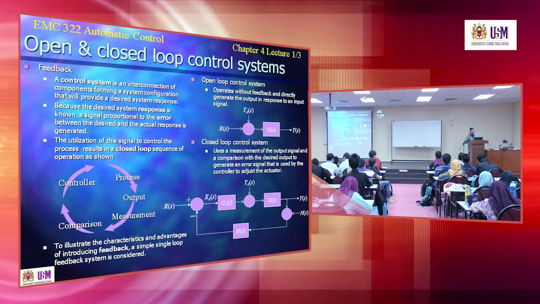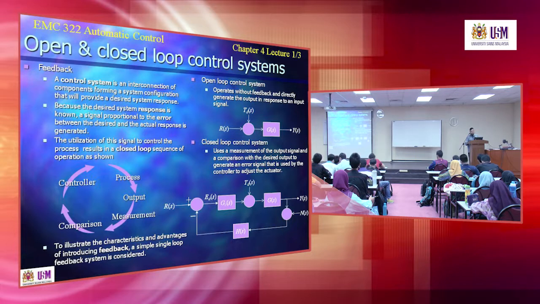Whenever we do the closed loop control system, the main thing is to add a feedback here, HS. When we add a feedback, we need to compare the feedback signal with the desired response. The desired response is the input, and then we produce an error. The error is used by the controller block to improve the system response.